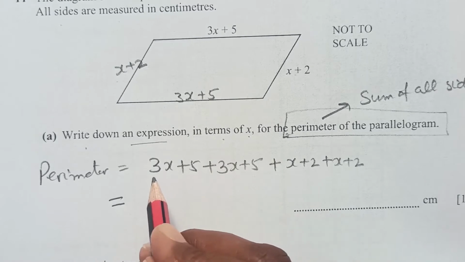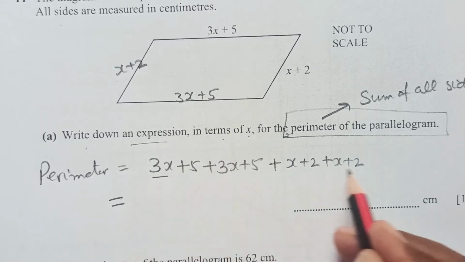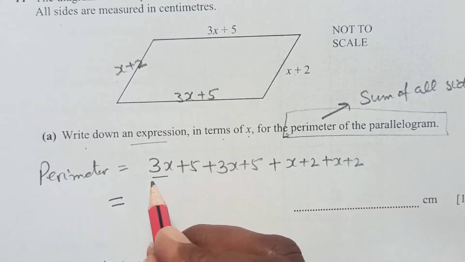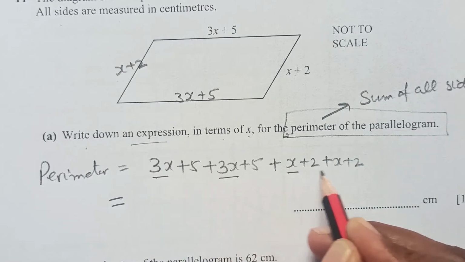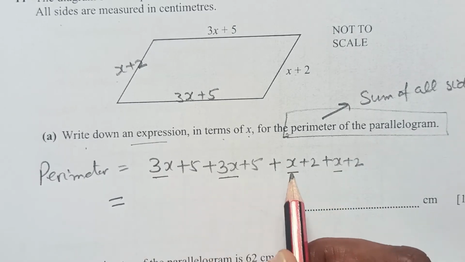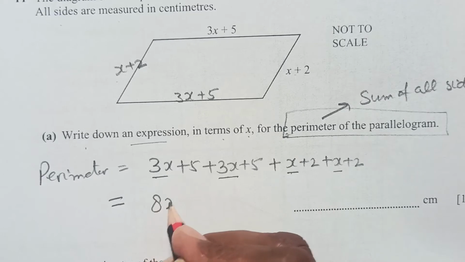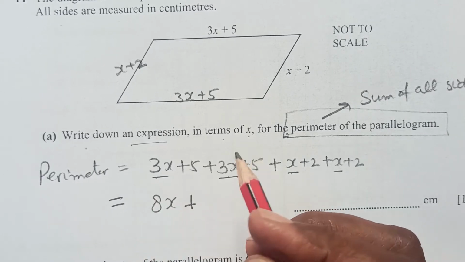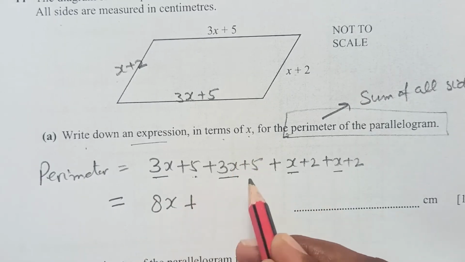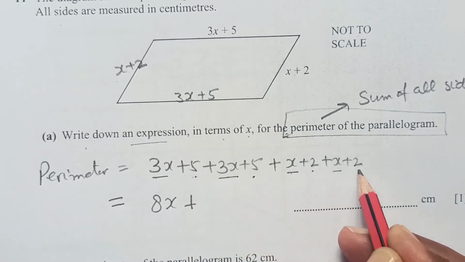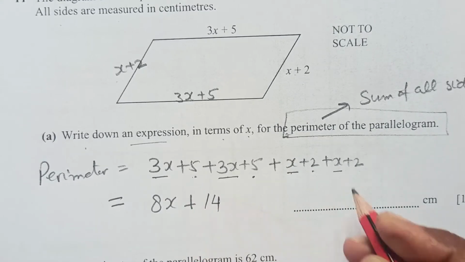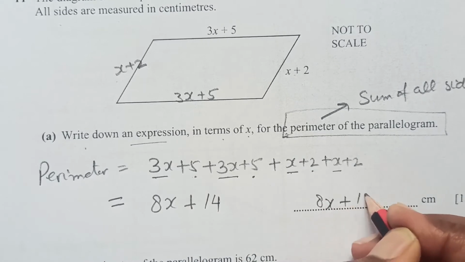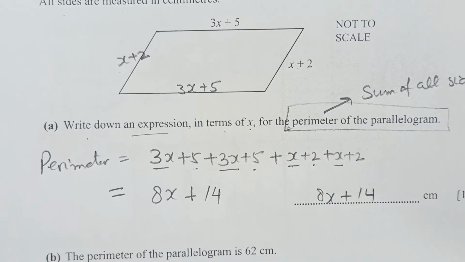So now we will combine like terms. 3x, all are positive, so we need not worry about the signs. 3x, 3x, x and x. 3 plus 3 is 6, 7 and 8. 8x plus, now we will add the numbers. 5 plus 5 is 10, 12 plus 2 is 14. So 8x plus 14 is the perimeter, right?